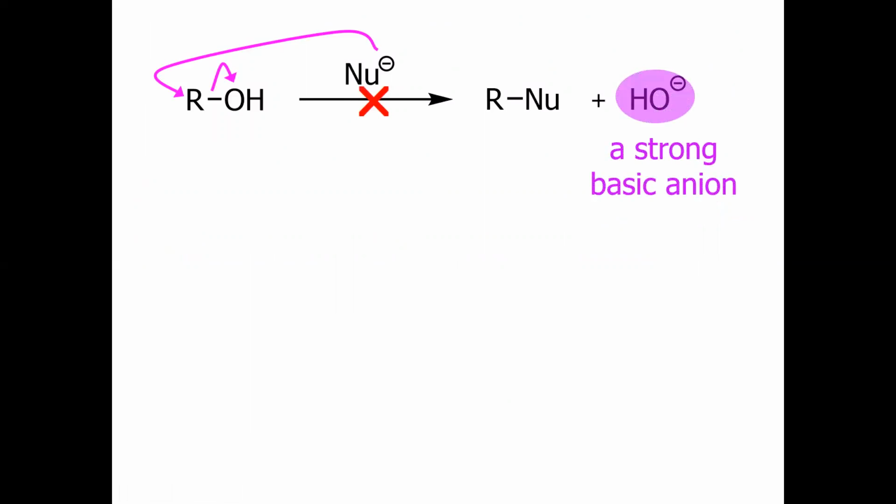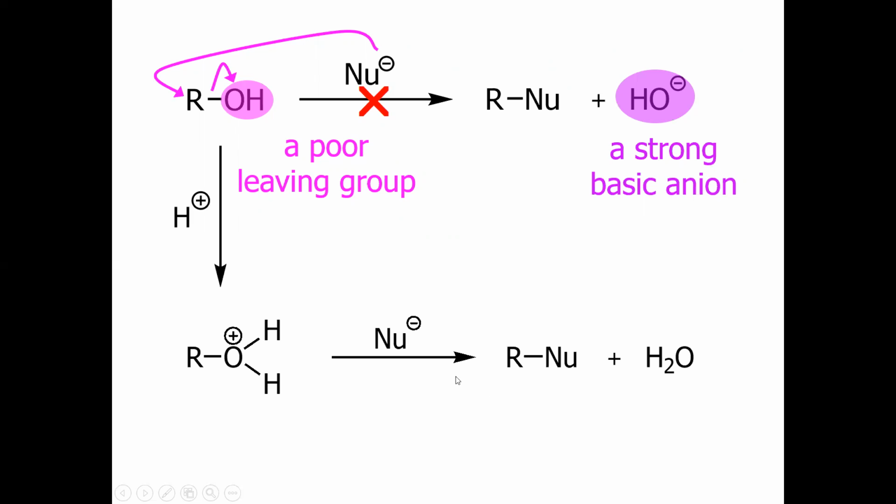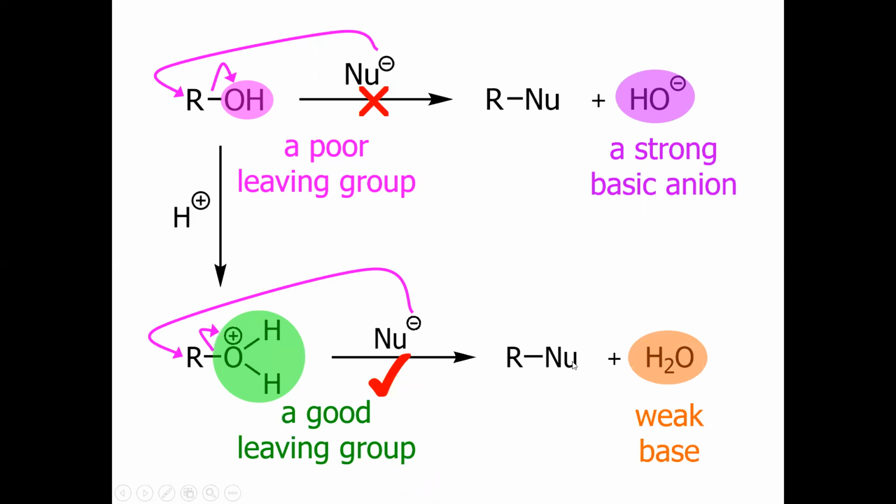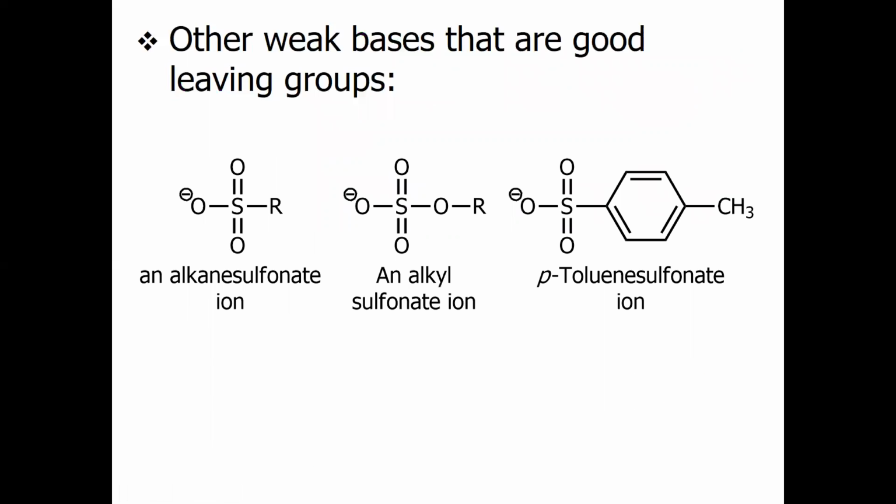As I mentioned, OH by itself is not a good leaving group; it is a poor leaving group. Once it gets protonated, it becomes a good leaving group. Other weak bases that are good leaving groups, as I already mentioned in the previous slide, are paratoluenesulfonate, the tosylate group, or an alkyl sulfonate, or alkane sulfonate. These are good leaving groups because they are resonance stabilized. That's all for today's lecture.